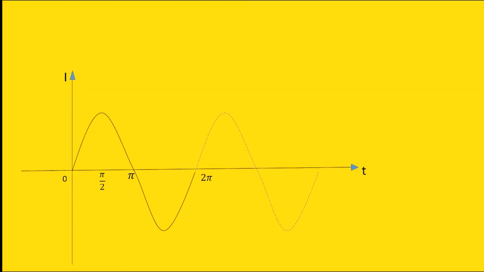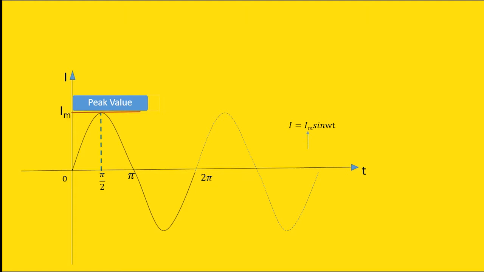Now let's see what is peak value. Peak value is the maximum amplitude obtained by an AC quantity in a cycle. Here, the maximum value in a cycle is at time period pi by 2. If we consider the expression of current as Im sin omega t, Im will be the peak value of current.